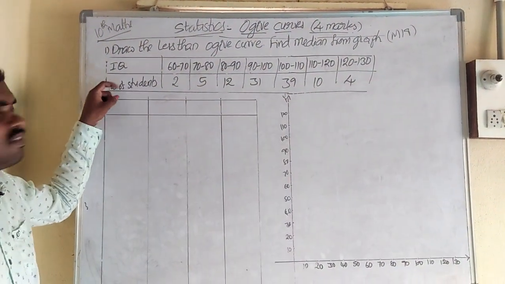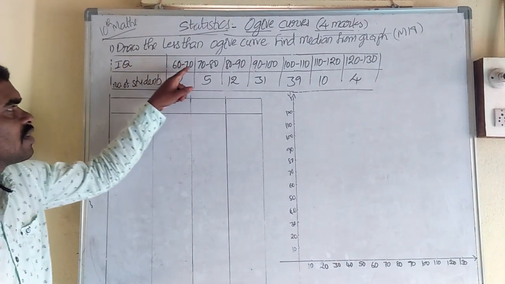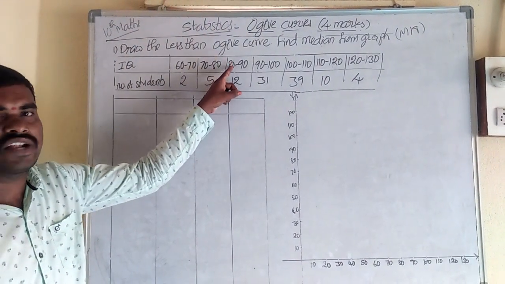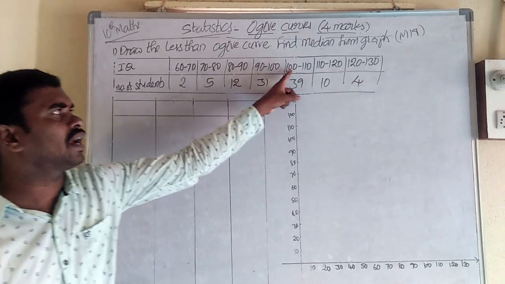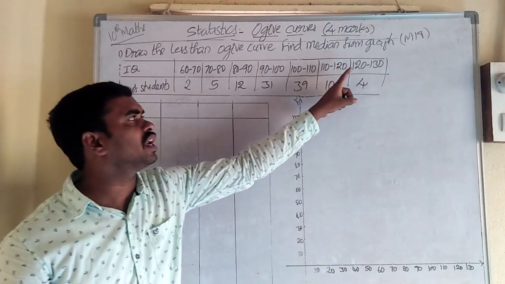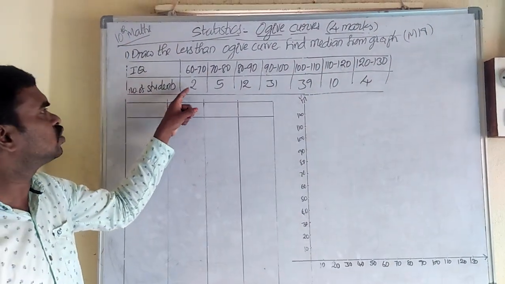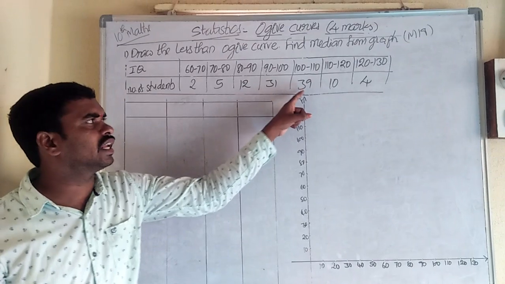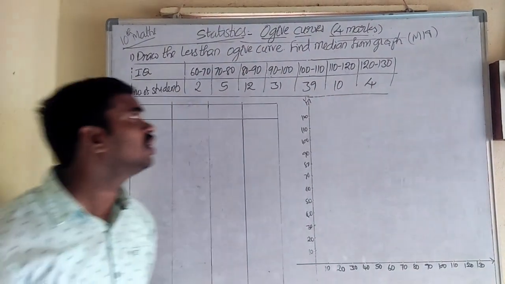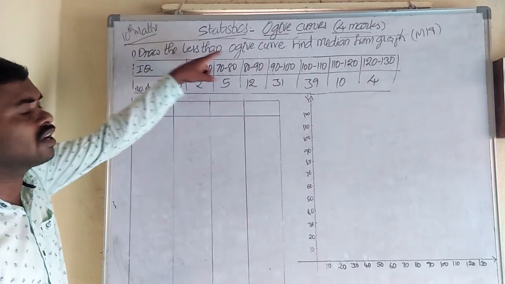First question: given the students' IQ 60 to 70, 70 to 80, 80 to 90, 90 to 100, 100 to 110, 110 to 120, 120 to 130. Next, number of students 2, 5, 12, 31, 39, 10, 4. This is the question. Okay? So what is it asking? Less than OG curve.